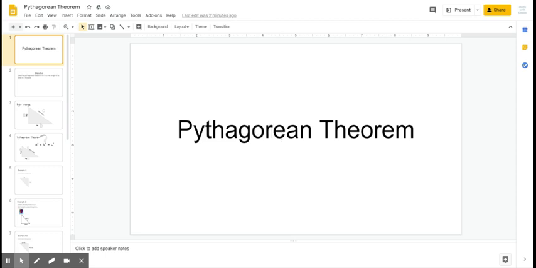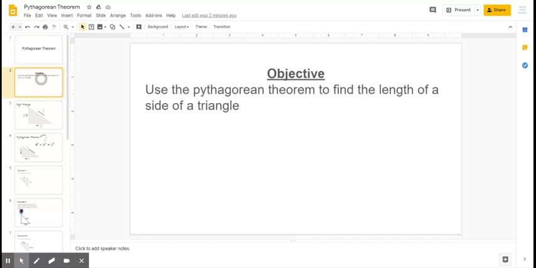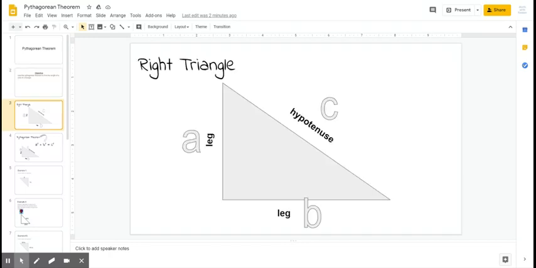Hi there, in this video we are going to learn about the Pythagorean Theorem. So your objective for today is to use the Pythagorean Theorem to find the length of a side of a triangle. So here is an example of a right triangle. We only use the Pythagorean Theorem when it comes to right triangles.